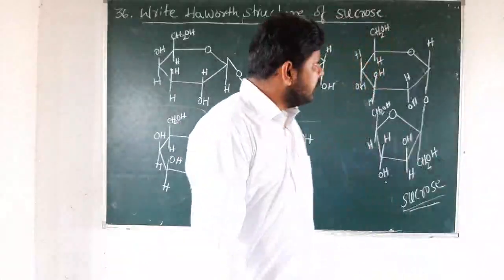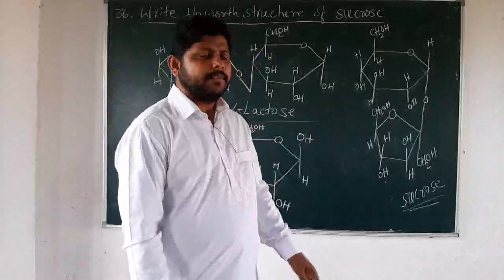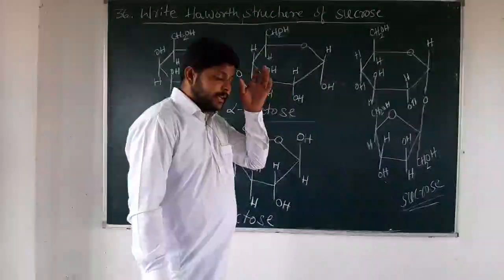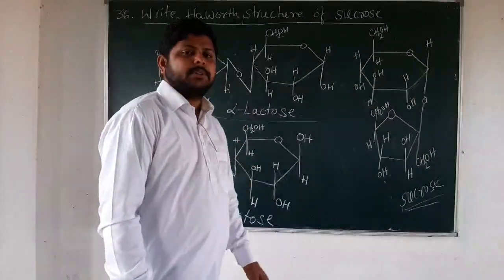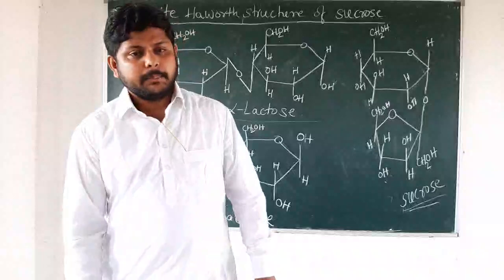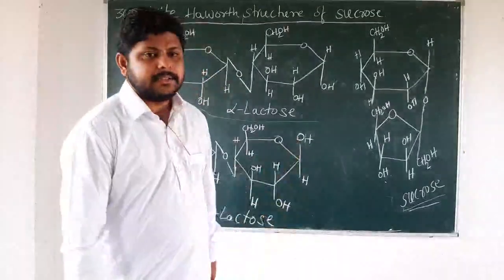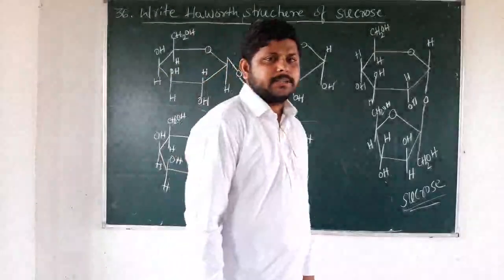So I think that out of these three, maltose, lactose, and sucrose, there is a chance that a sucrose question will be there in the examination, because it has only one structure. Other than that, for lactose and maltose, there will be alpha lactose and beta lactose, alpha maltose and beta maltose. If you practice all these three types of structures, then definitely one will be there in the examination.